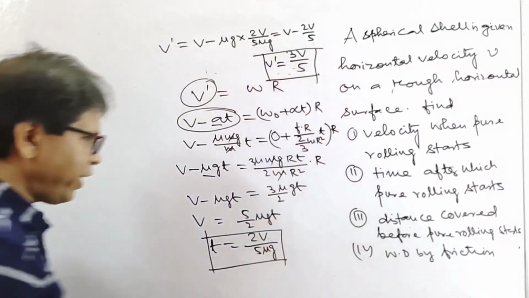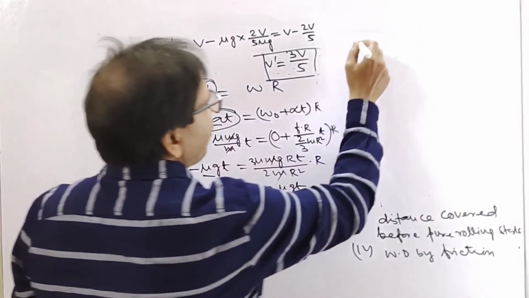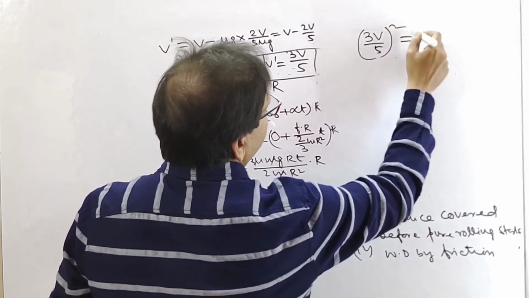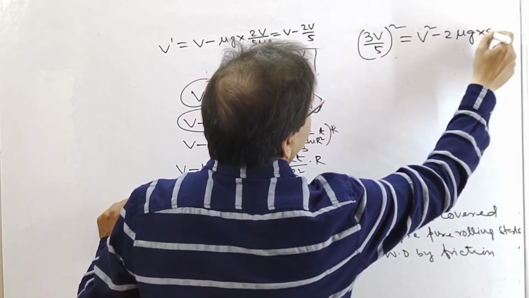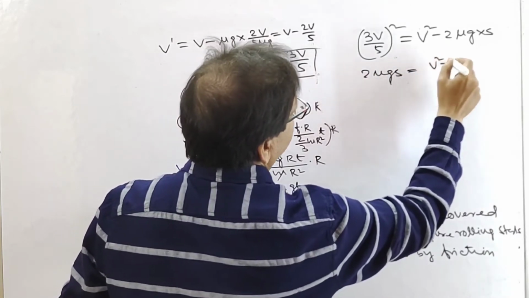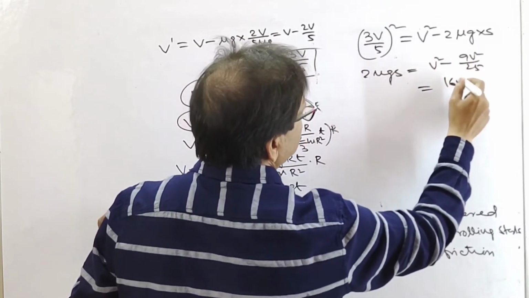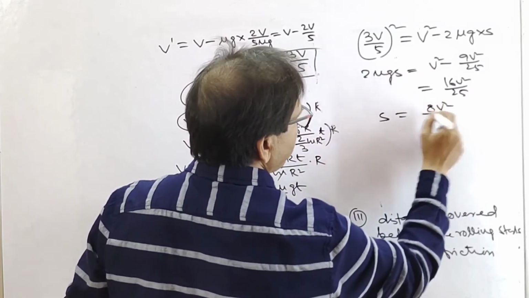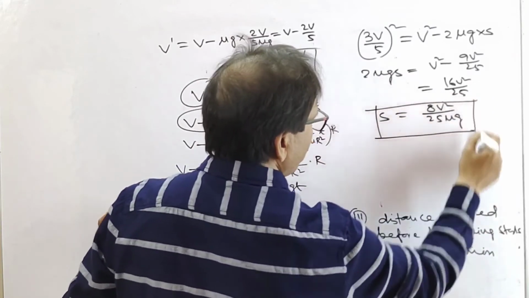Okay. Now, distance covered before pure rolling starts. Look at this. The final velocity (3v by 5) whole square equals initial velocity v² minus 2 times acceleration, which is μg, into s. Now look at this, 2μgs is v² minus 9v² by 25. So this is 16v² by 25. Therefore s equals 8v² divided by 25μg, the distance covered before pure rolling starts.